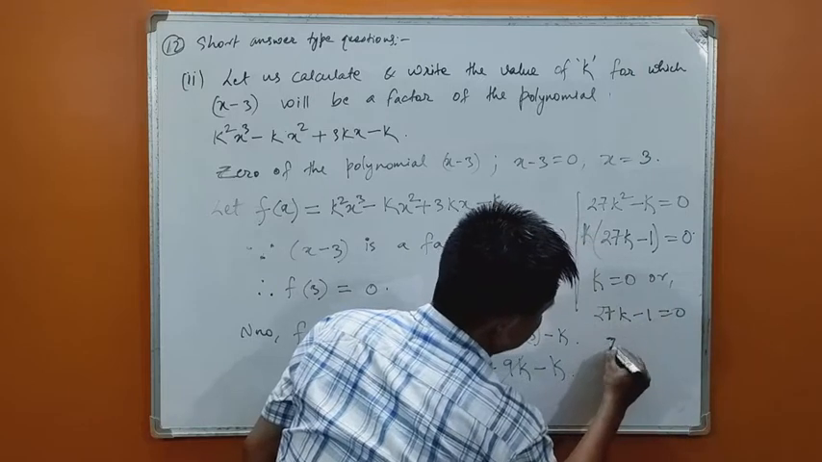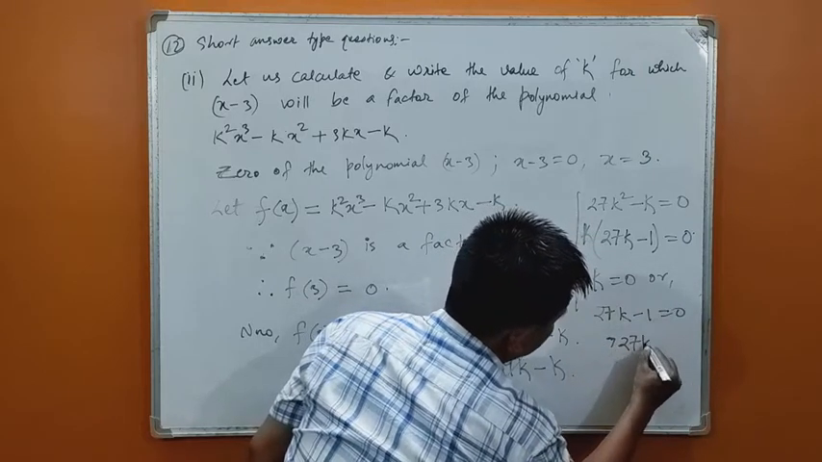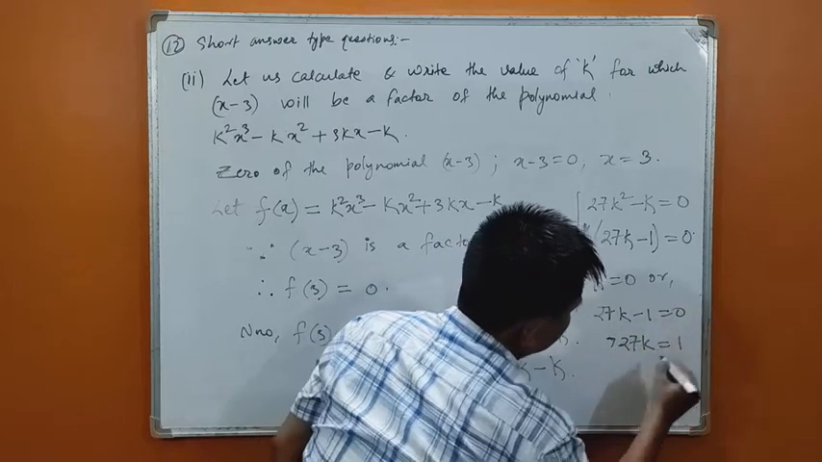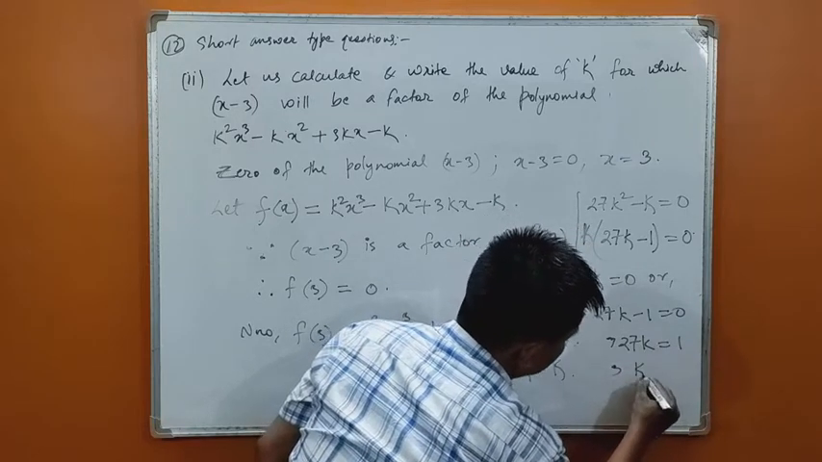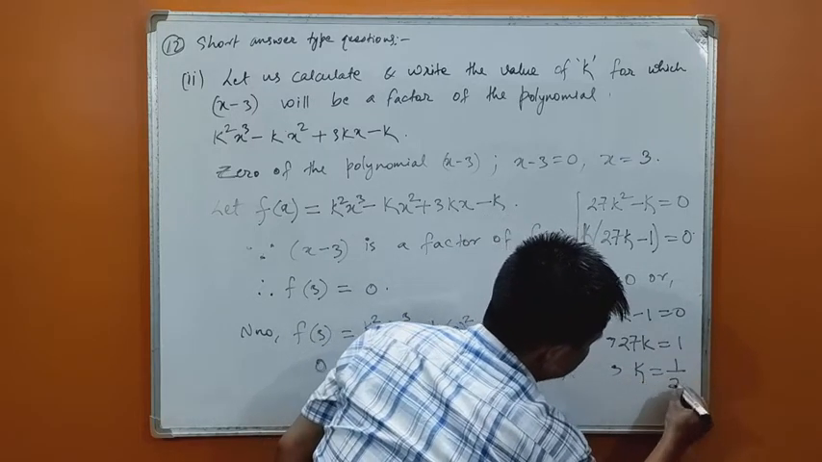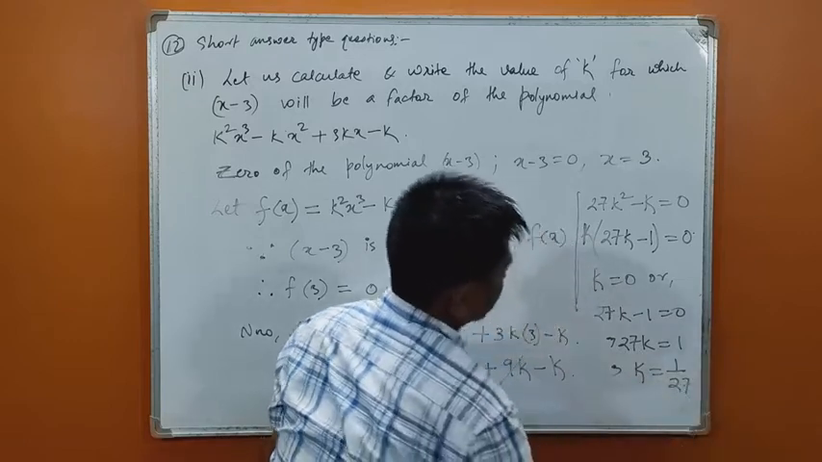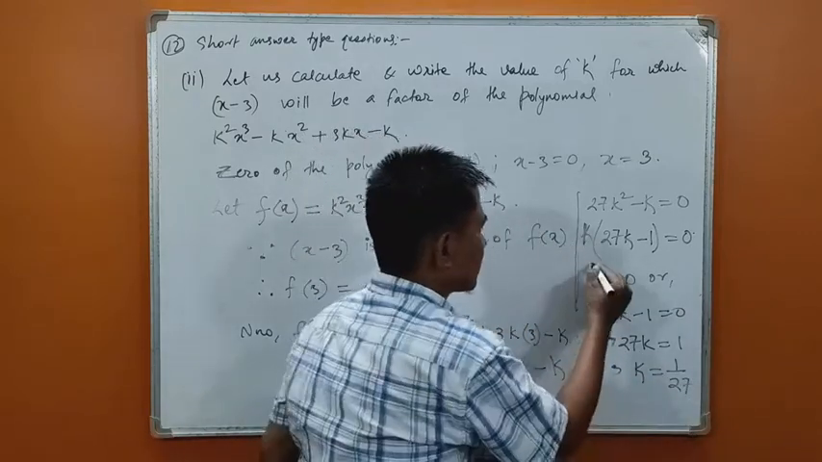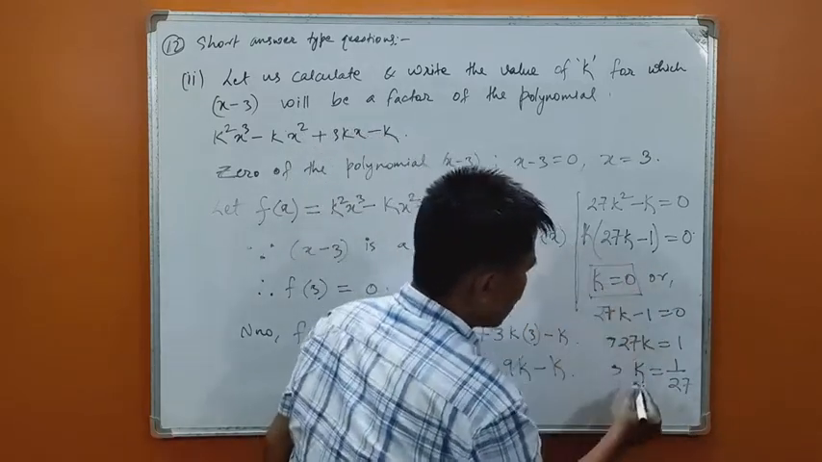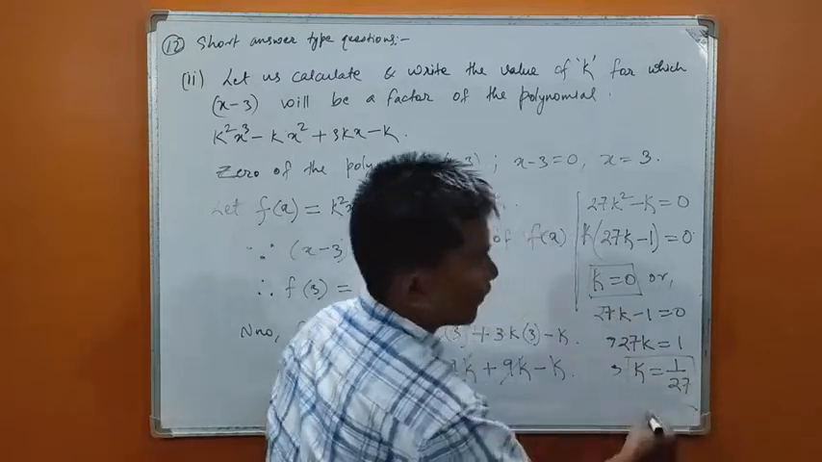If this is equal to 0, then 27k equals to 1, when we take minus 1 to the right hand side it becomes plus 1, k equals to 1 upon 27. This 27 comes to the denominator. So we have the two values of k. K is either 0 or 1 upon 27.